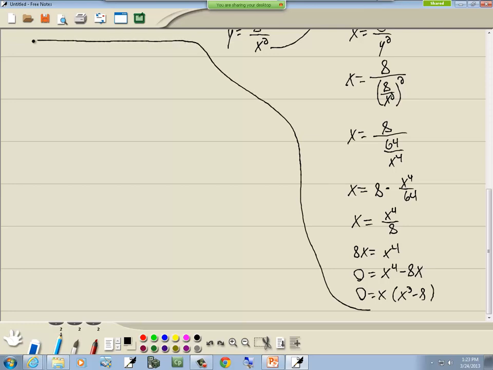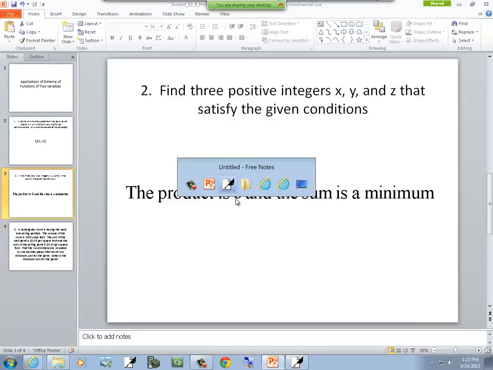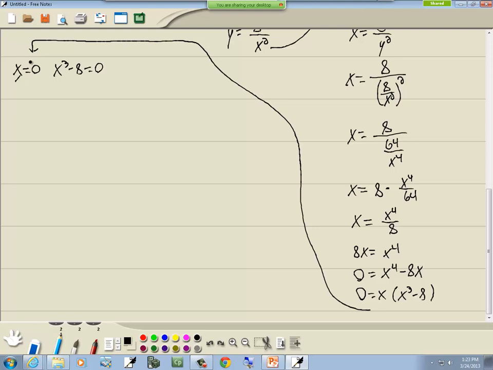And I guess I'll continue it right here. Now this is the zero factor property: we set x equal to 0, and we set x to the third minus 8 equal to 0. They tell us that the product is 8, so there's no way x can be 0. So that answer goes away. It doesn't make any sense. Here I'll take the negative 8 over, and it becomes a positive 8.